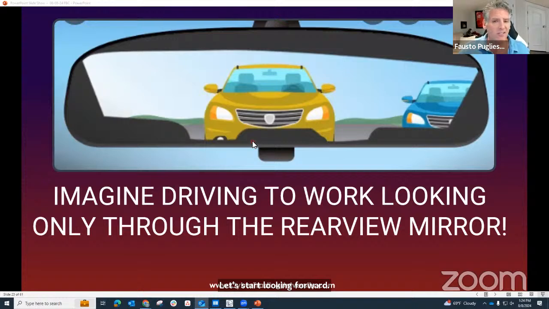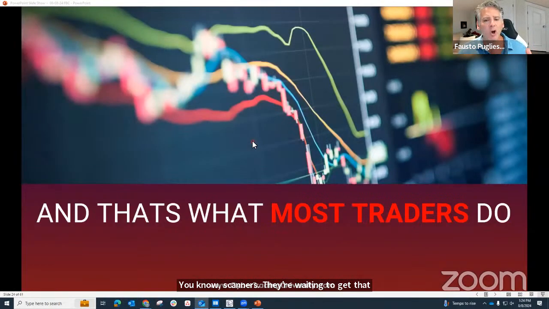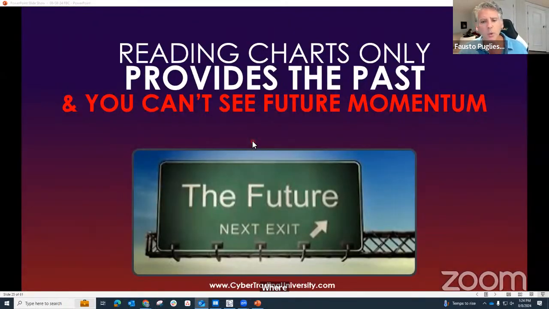And that's where everyone has this problem when they trade. They're looking at indicators. They're looking at scanners. They're waiting to get that newsletter. The hell with that crap. Okay? Let's focus on the future. Where are the big block orders? Where are the institutions, the algorithms, the dark pools, all those things that you thought you didn't have access to? Guess what? You do now.